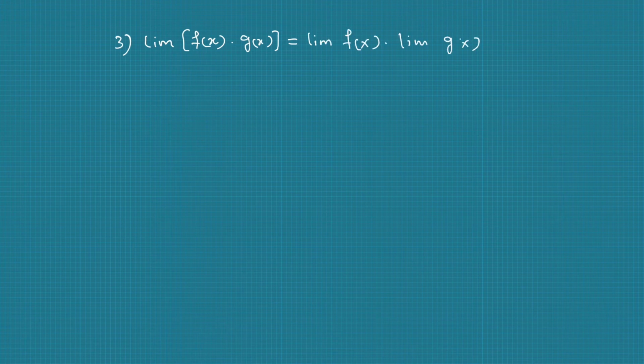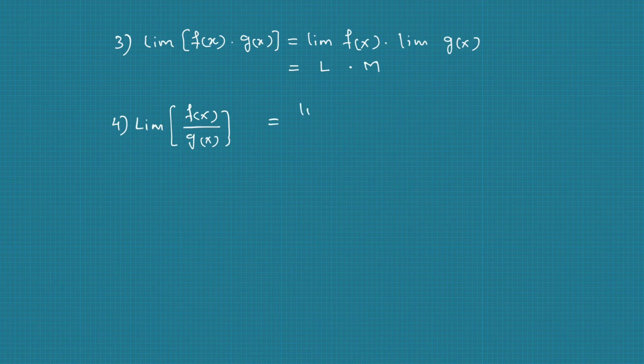The limit of the product of two functions f of x times g of x is equal to the limit of the function f of x times the limit of the function g of x, meaning the limit of the product is equal to the product of the limits. The limit of the quotient of two functions f of x and g of x is equal to the limit of the function f of x divided by the limit of the function g of x, and the limit of g of x is not equal to 0.